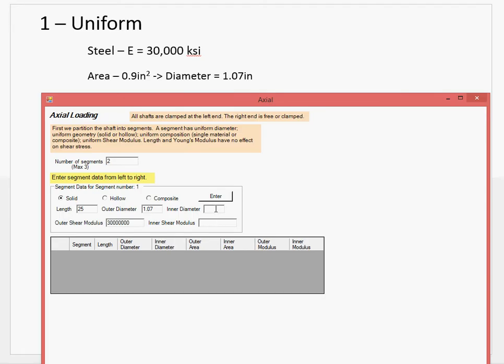And there's no inner diameter or anything. It's completely solid shaft. So those will just come up as not applicable. And the area as given, 0.9 inches squared. Okay, now in the segment 2, remember everything works from left to right, as it says here, shaded yellow. And segment 2 has the same information.